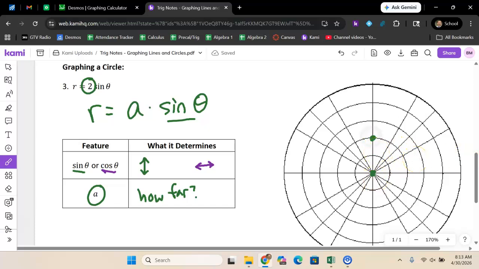So at this point, we're just going to create a circle, hopefully you do better than me, that just goes right through those two points. And that is all that we have to do to graph those.